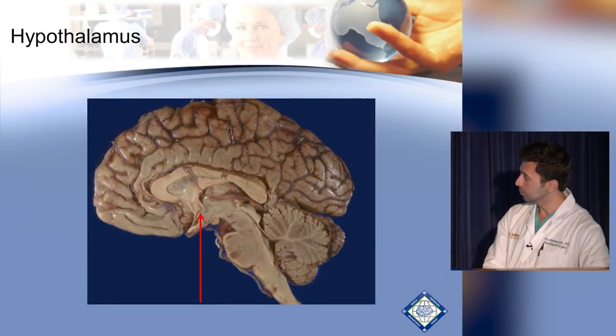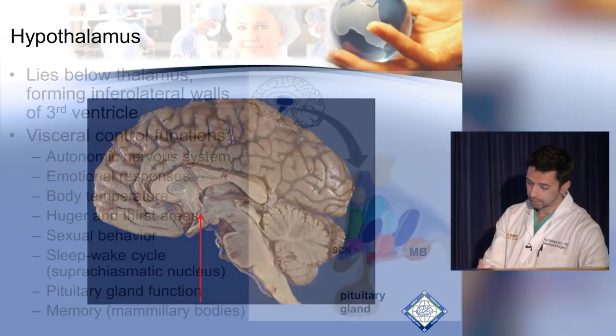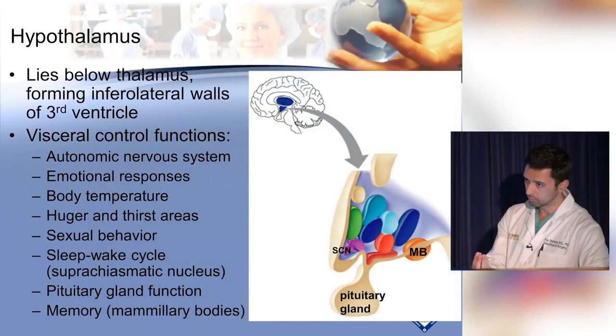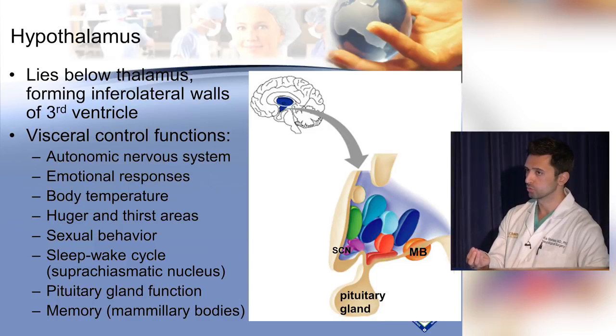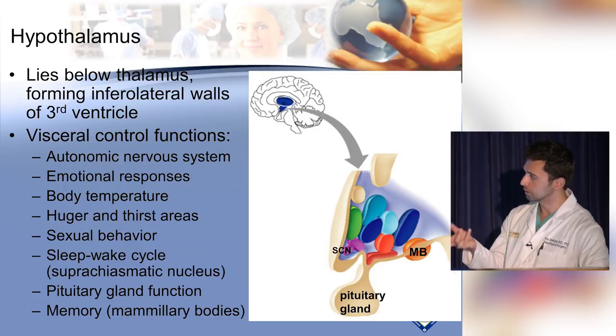Below the thalamus is the hypothalamus. So if this is the thalamus, then below it is the hypothalamus. Hypothalamus is a very basic area of the brain. It functions on its own, so it's not a relay center like the thalamus. And it's really focused on a lot of autonomic, basic functions in the brain. So emotional responses, body temperature, hunger, thirst, sex drive, sleep-wake cycle, controlling your hormones.